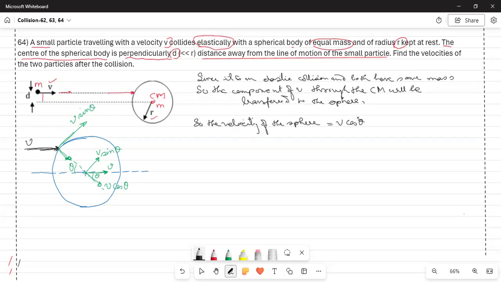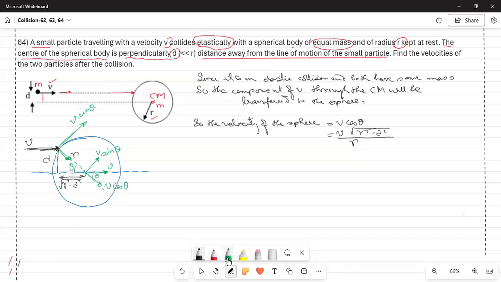Now, what is cos theta? From here, this is the radius r, this is the distance d. So this much is equal to under root r square minus d square. So cos theta is equal to under root r square minus d square divided by r.